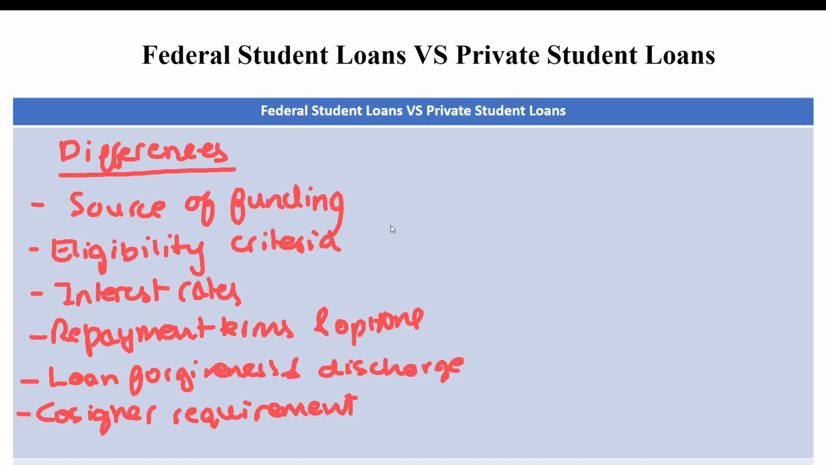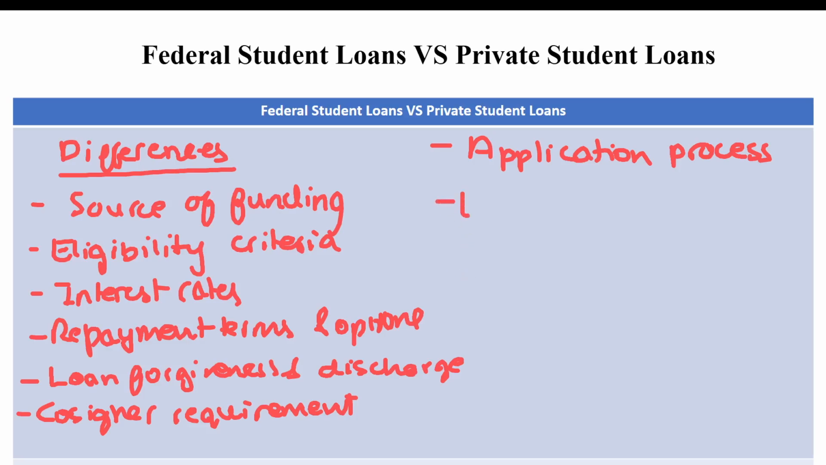The next difference that we have is application process. Federal student loans require the FAFSA to determine eligibility for federal aid, including loans, grants, and work study. Private student loans require a separate application through the lender, which includes a credit check and may need additional documentation.